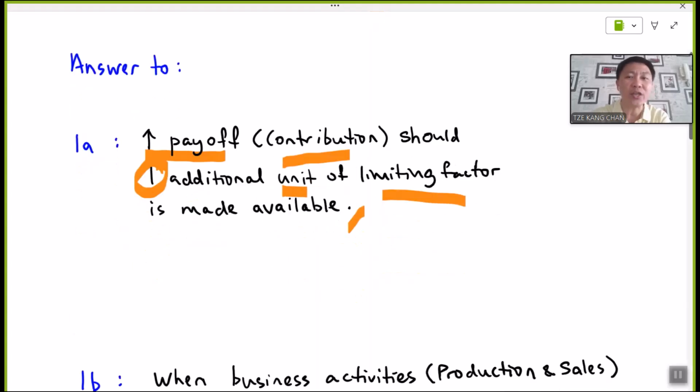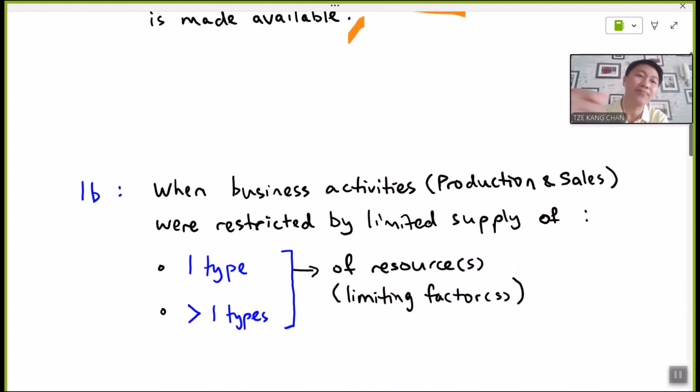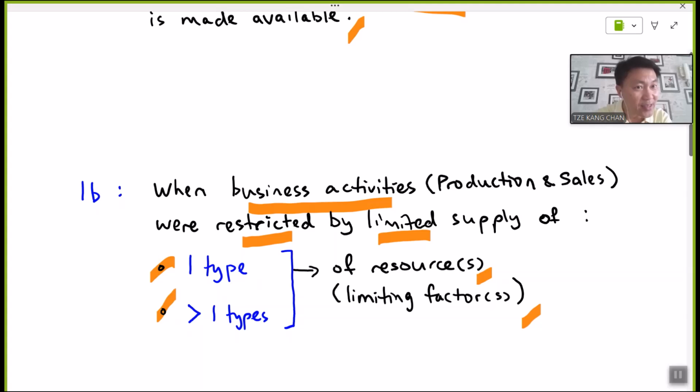When exactly may shadow prices arise? And the answer is, they will arise in a business where the activity is restricted by the limited supply of at least one type of resource, which is termed a limiting factor, a resource that is scarce in supply, or alternatively, it may be termed a bottleneck resource.